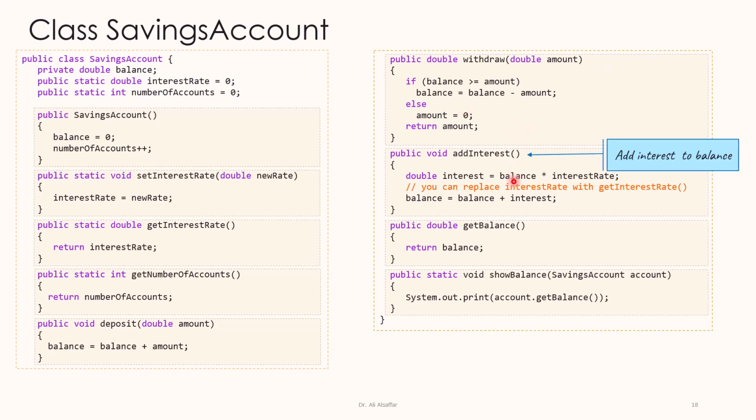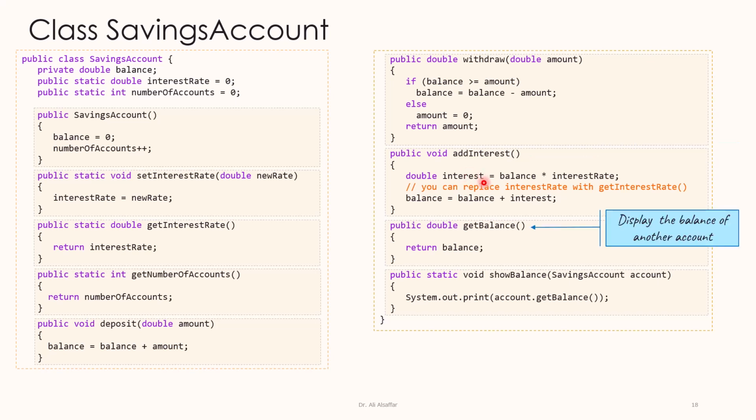Now for adding interest, as we mentioned, we multiply balance by the interest rate. Balance is non-static, interest rate is static, and the result, which is interest, is added to balance. And since we are referencing a non-static variable, we cannot define this method as static. It should be defined as non-static. To get the balance of the account, balance is non-static, so we need to define this method as non-static as well.